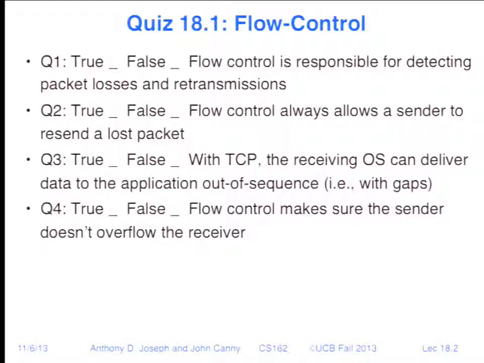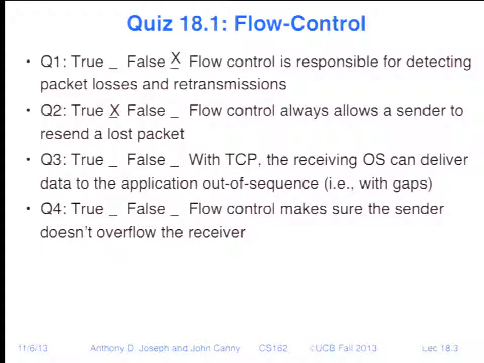First of all, flow control is responsible for detecting packet loss and retransmission. Is that correct or incorrect? False. Congestion control deals with loss and retransmission. Flow control always allows a sender to resend a lost packet. Actually, flow control may allow the sender to resend. The idea is to get the packet through.